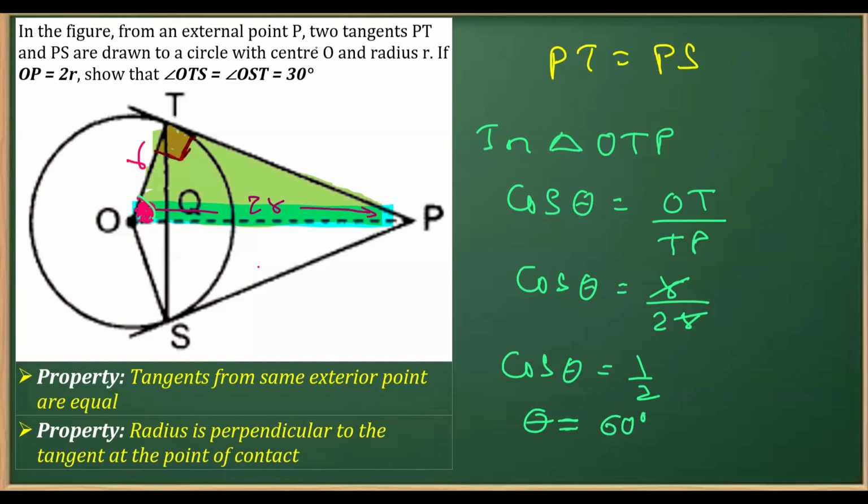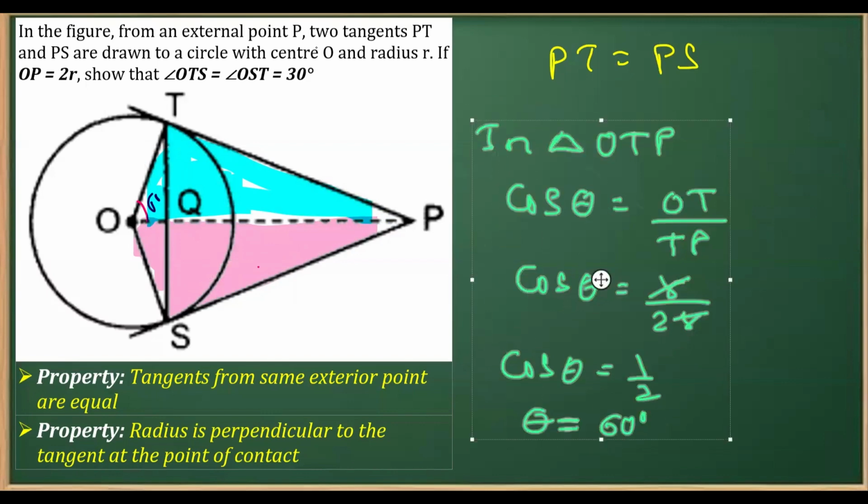Now check, we have found one angle here as 60 degree. Let me erase everything. We found this angle as 60 degree. Now, as you know, these two triangles are congruent, or you may prove these two triangles as congruent. Now let me tell you why these two triangles are congruent. Once again, I should properly show it, as you should do in the exam also.